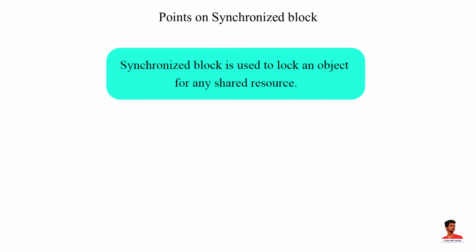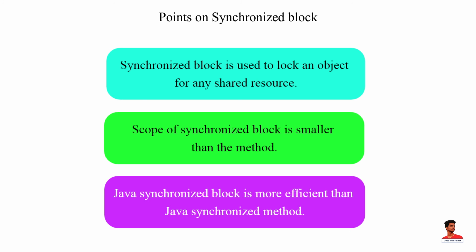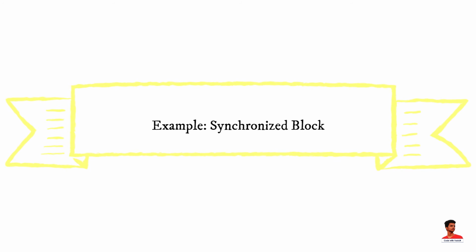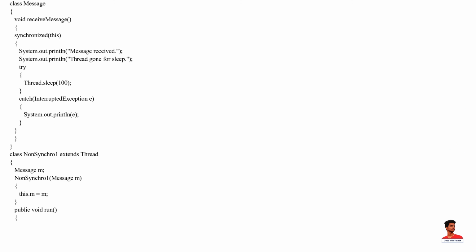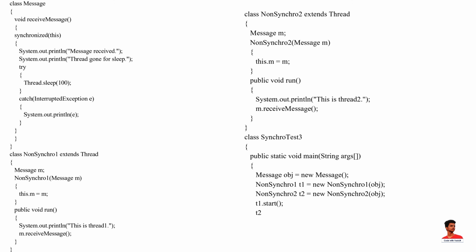Synchronized block is used to lock an object for any shared resource. Scope of synchronized block is smaller than the method. Java synchronized block is more efficient than Java synchronized method. Because of synchronized block, this program gives the expected output.